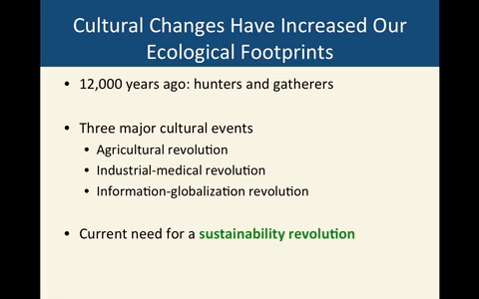Over the last 12,000 years, humans have been evolving. We left our hunter-gatherer ways, and we've gone through three major cultural events, which are the agricultural revolution, the industrial-medical, and the informational globalization. A lot of times this one's shortened to industrial, and this one's shortened to technological. Right now, we are entering or need to enter this idea of a sustainable revolution so that the way we use our resources is done in a way where future generations will be able to have the same opportunities that we have.